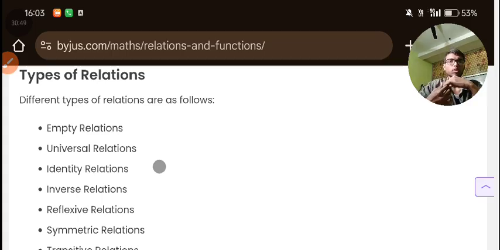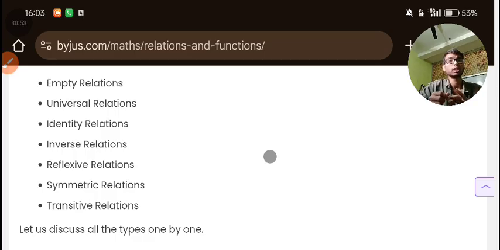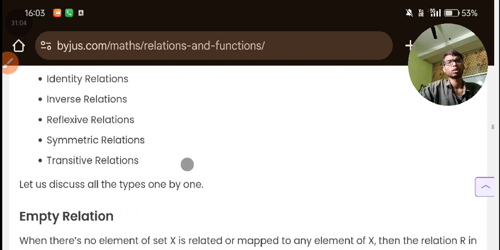There are different types of relations. Here we have empty relations, universal relations, identity relations, inverse relations, reflexive relations, symmetric relations, and transitive relations. Let's explore them one by one, and discuss all the types one by one.